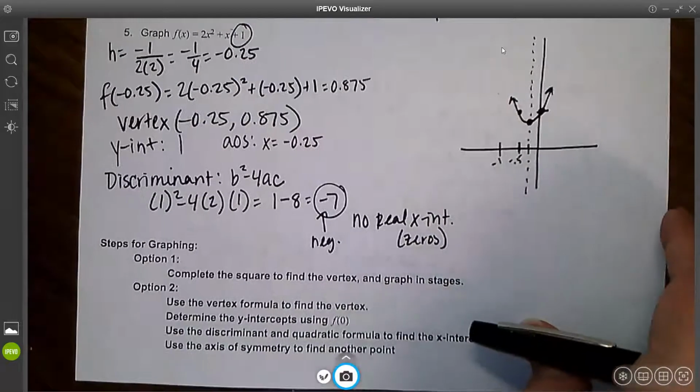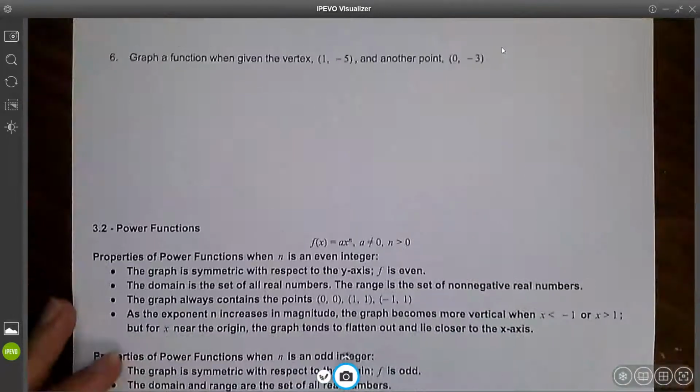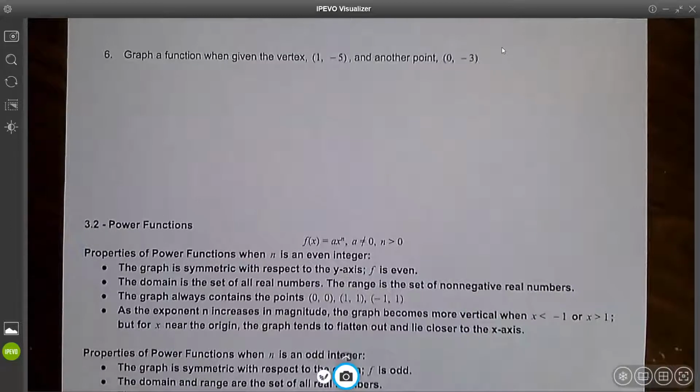Then we're going to look a little bit at 3.2 power functions. This is not too hard. Mostly it's just remembering end behavior. But let's do number 6 first. Graph a function when the vertex is (1, -5) and another point is (0, -3).